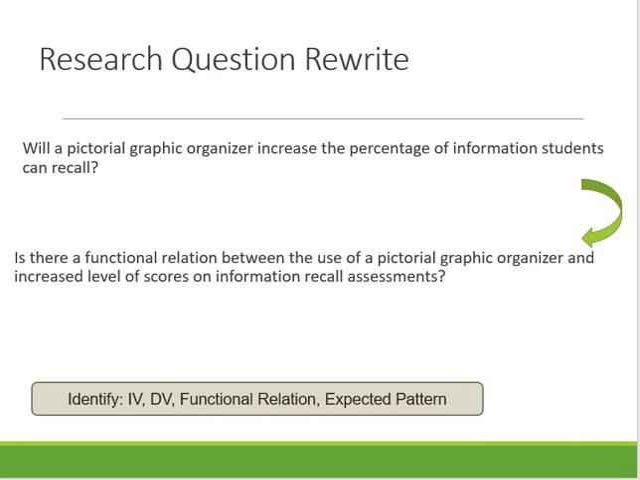The question, will a pictorial graphic organizer increase the percentage of information student can recall, is written to name the independent variable, pictorial graphic organizer, and the dependent variable, percentage of information recalled, and the expected pattern of increase in behavior. The researchers want to know more than this. Specifically, they want to know whether there are 3 demonstrations of effect at 3 points in time, so they can phrase the question as, is there a functional relation between the use of a pictorial graphic organizer and increased level of performance on information recall assessments?